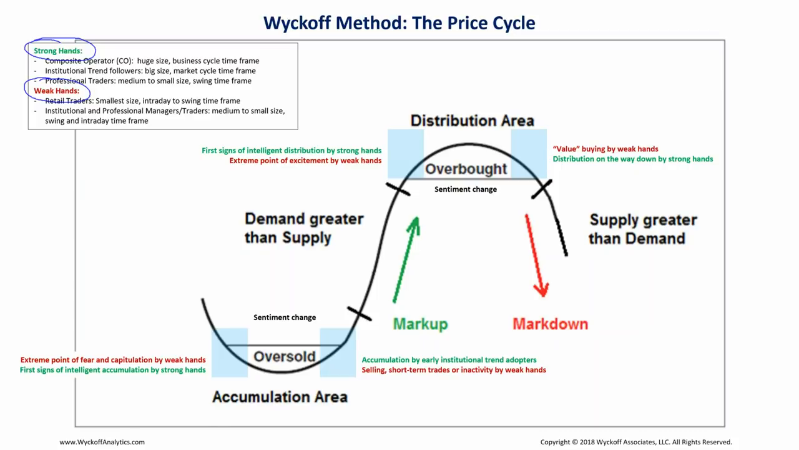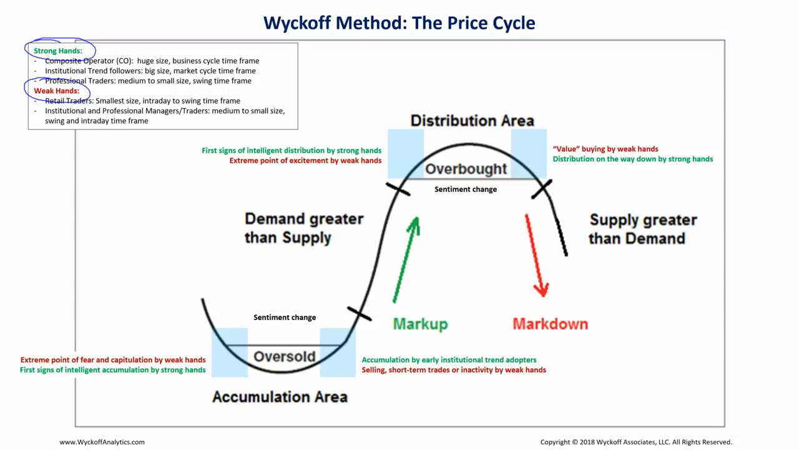Obviously, Warren knows a lot about that stuff. So we could see how sometimes we could confuse institutions with strong hands. I don't want you to think this way. I want you to restructure your thinking here and think not in terms of institutions and public, but in terms of strong hands and weak hands.